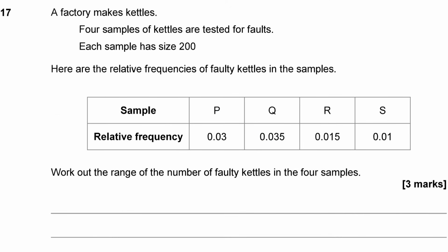Okay. Question 17. A factory makes kettles. 4 samples of kettles are tested for faults. Each sample has a size of 200. Here are the relative frequencies of faulty kettles in the samples. So we had samples P, Q, R, and S, and they've got varying relative frequencies of faults. So we need to work out the range of number of faults of kettles in the 4 samples.